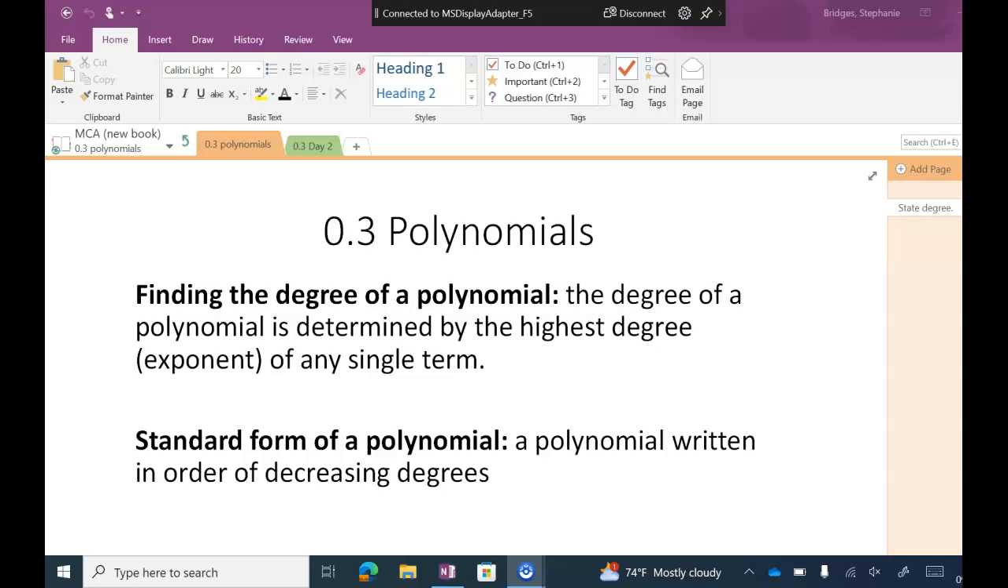If the highest term has an exponent of 10, then the degree would be 10. So you're going to be asked to name the degree, and then you're also going to be asked to write it in standard form. A polynomial in standard form starts with the highest degree and then goes in descending order. So if you start with an x to the 5th, then you would write x to the 4th, then x to the 3rd, x squared, x to the 1st, and your constant terms. Pretty good there? Okay.